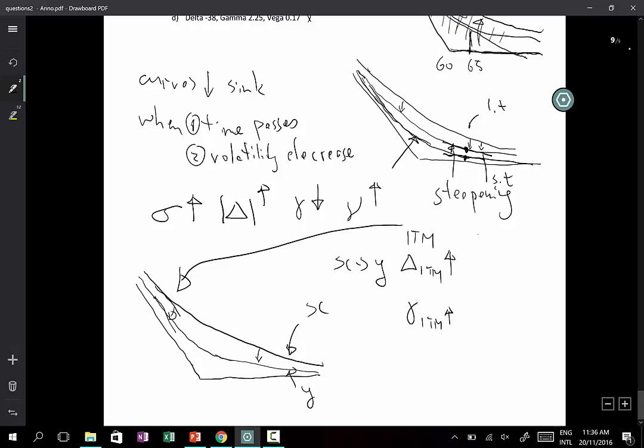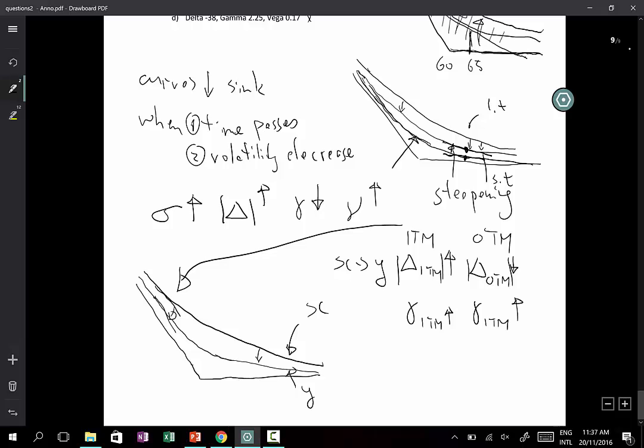Now, if it's out of the money, then it's a little bit different. Okay, so your delta of out of the money will go down, or at least I should say the absolute value, because your put deltas are always negative. So it might go from negative 46 to negative 42, okay, and then your gamma also increases regardless.